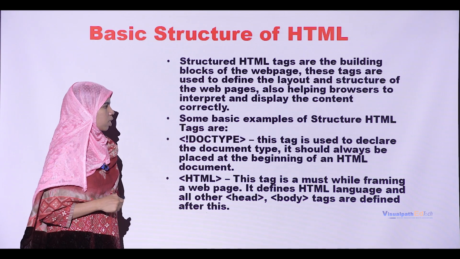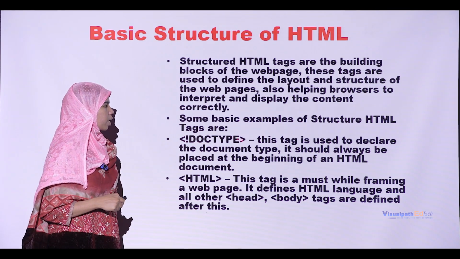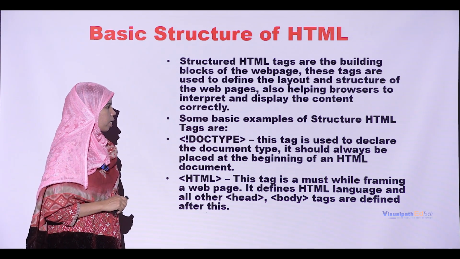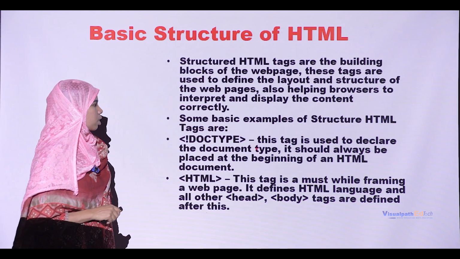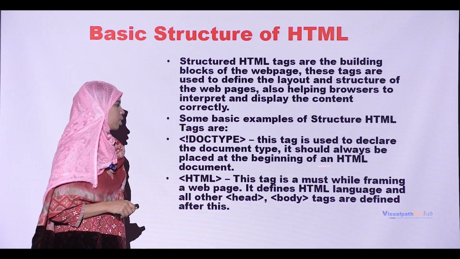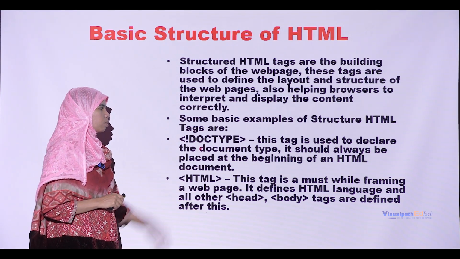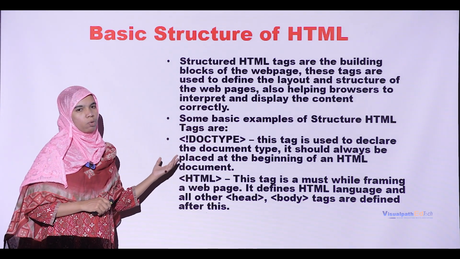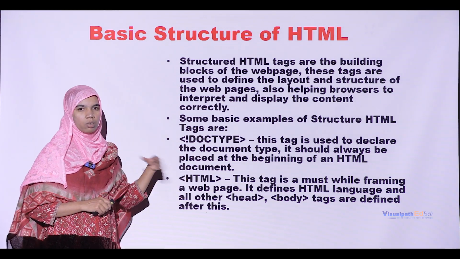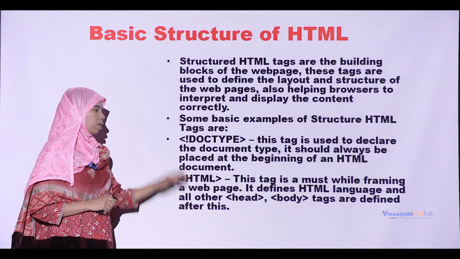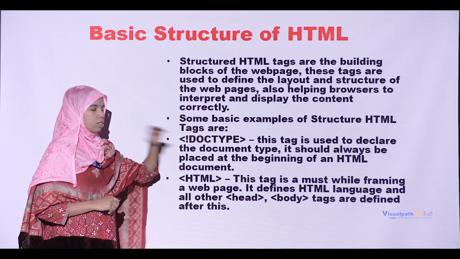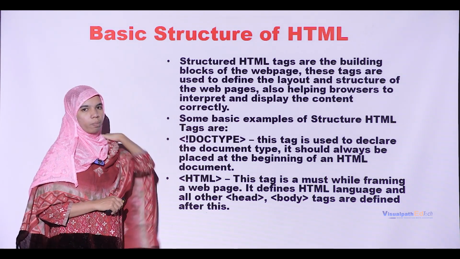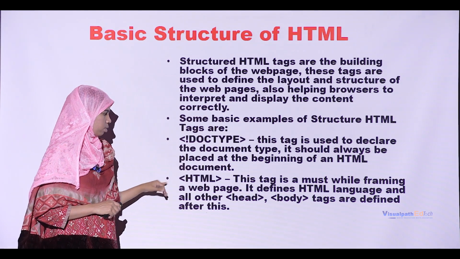The first is your doctype. It should be in angle brackets, followed by an exclamation mark and then the word doctype. This tag is used to declare the document type. It should always be placed at the beginning of the HTML document. You will understand its usage when you run the code in the browser. It will not be displayed on the website, but it's important to write at the beginning of your web page.